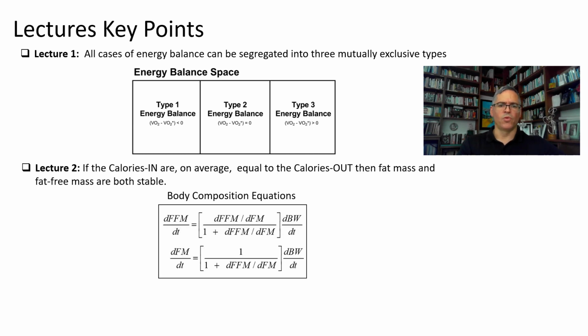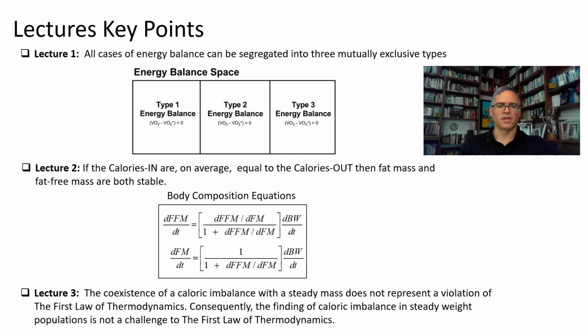In Lecture 2, we learn about the body composition equations, which indicate that during prolonged weight stability, body composition is also stable. Consequently, if the calories in are on average equal to the calories out, then fat mass and fat-free mass are both stable. In Lecture 3, we learn that the coexistence of caloric imbalance with a steady mass does not represent a violation to the first law of thermodynamics. Consequently, the finding of caloric imbalance in steady weight populations is not a challenge to the first law of thermodynamics.